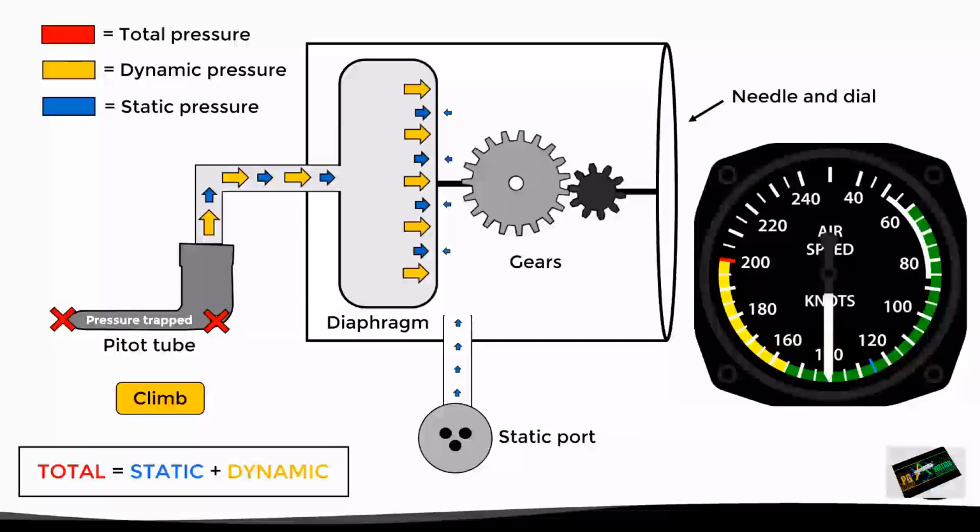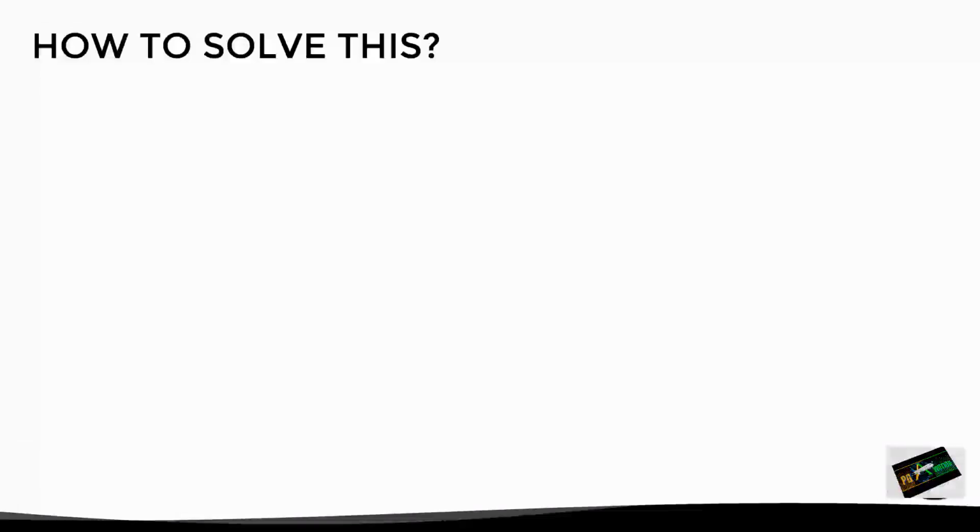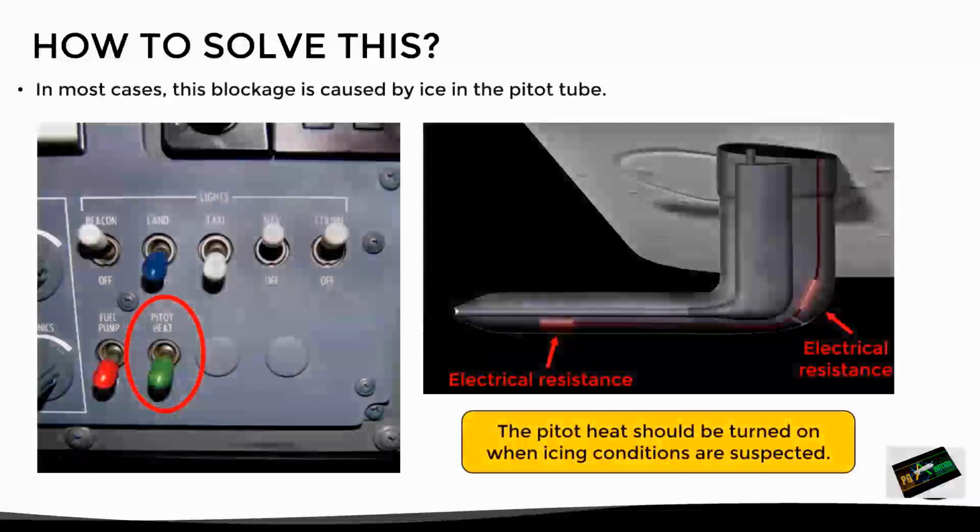This is why we say that in this type of blockage, the instrument will act as if it were an altimeter. Now, once a pitot blockage has been identified, the question is how to solve it. Well, in most cases, these blockages occur due to ice, so it is convenient to activate the pitot heat in order to melt the accumulated ice. So far, we have already seen what happens when the pitot tube gets blocked.